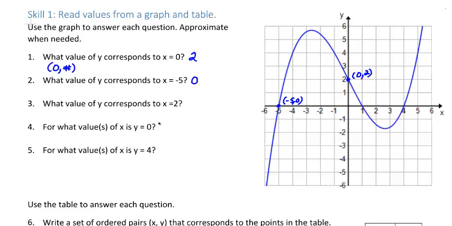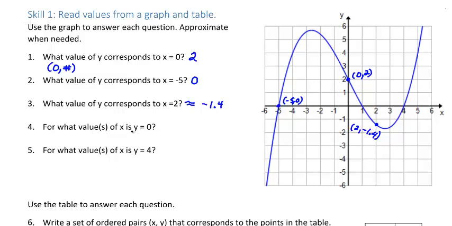What value of y corresponds to x equals 2? So we go to x equals 2 on the x-axis, and we have to go down till we reach the graph. And so that's a negative value, maybe -1.3, -1.4. We're just approximating there. So approximately -1.4. Anywhere close is fine.